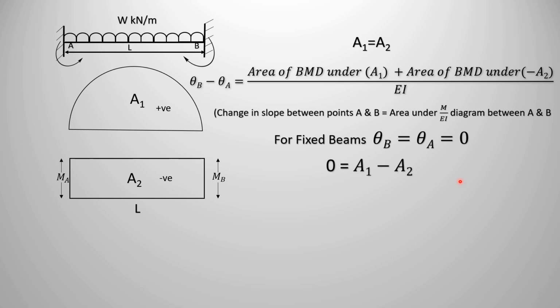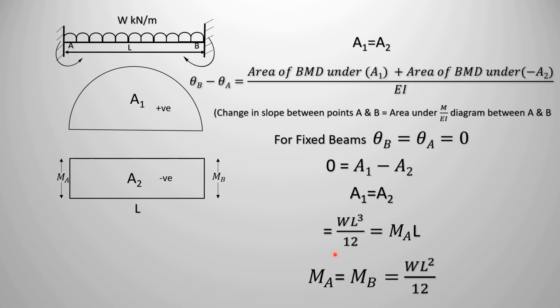So you will get A1 minus A2. You will send EI to that side and you will get A1 minus A2. Why minus A2? Minus is due to hogging moment. A1 is positive due to sagging moment and A2 is negative due to hogging moment. You will get A1 is equal to A2. You have already found out these areas. A1 is equal to WL cube by 12 and A2 is MA times L. You will cancel out L on both sides and you will get MA is equal to WL square by 12.